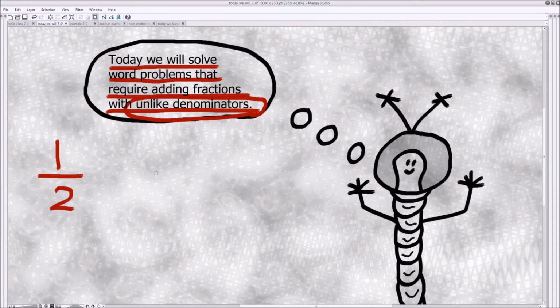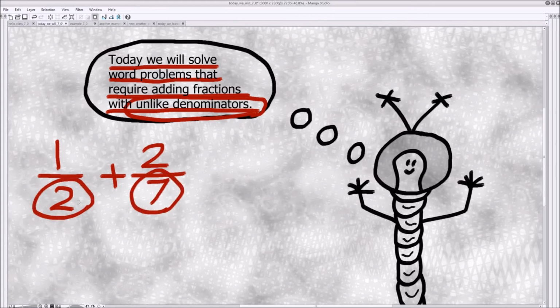So if we had 1/2 plus 2/7, the bottom number, the 2 and the 7, the denominators of these fractions, they're different. And so we're going to be doing word problems where the bottoms of the fractions, the denominators, are different. Remember, the bottom number is the denominator, the top number is the numerator. So let's get right into our first example.